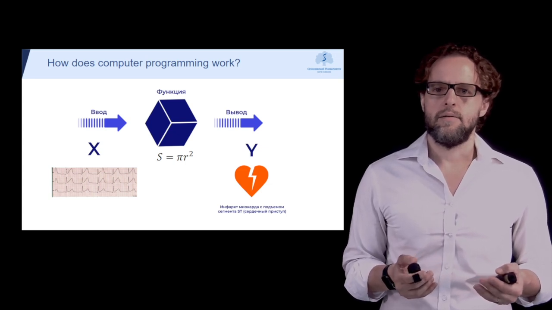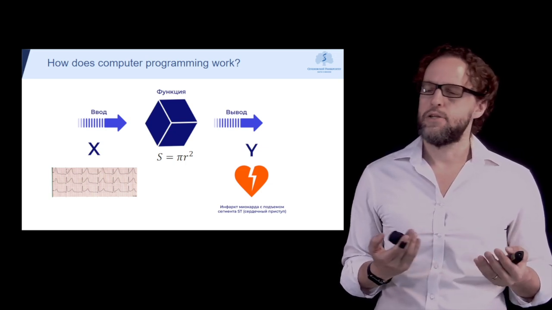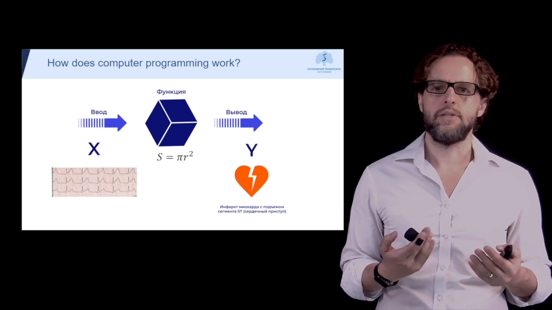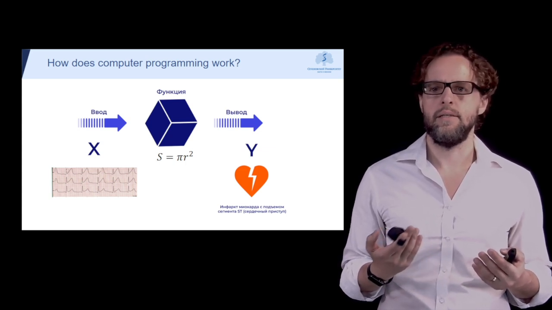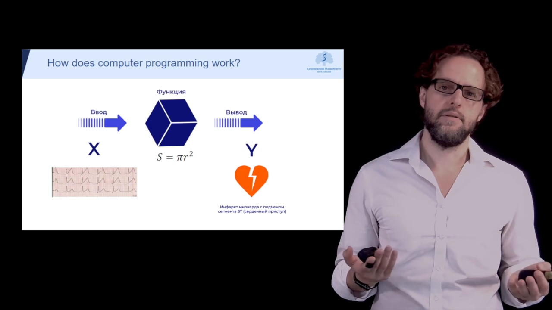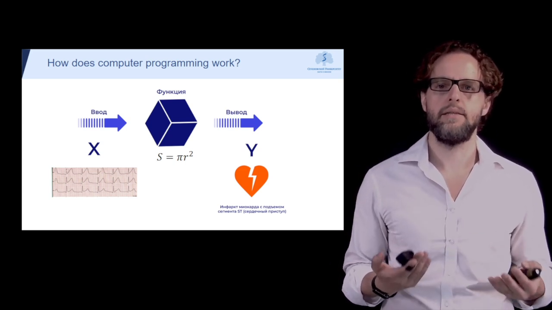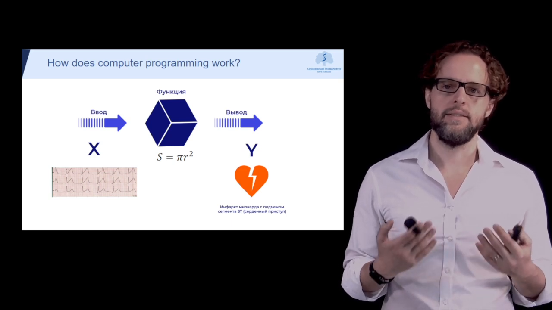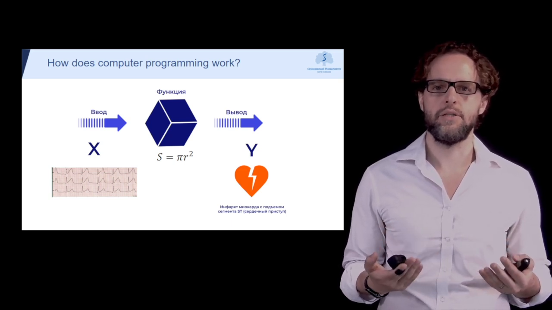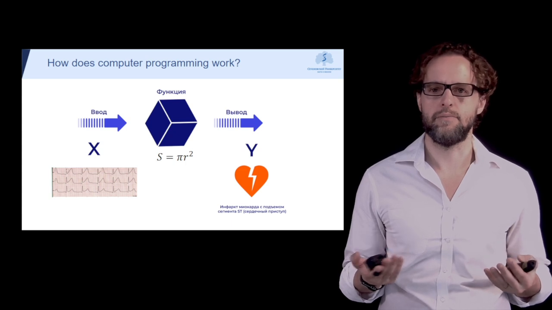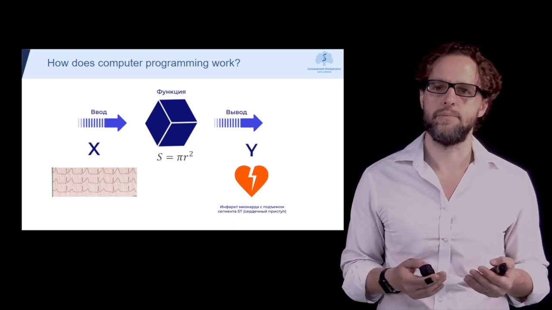Another example is detection of anomalies. The input could be, for example, an ECG, and the output could be a medical diagnosis, such as ST segment evaluation, myocardial infarction, which will indicate infarction.